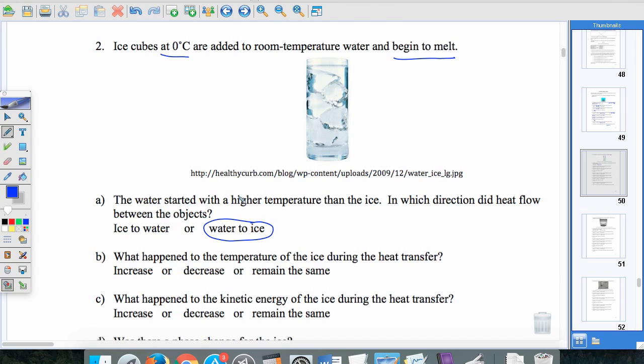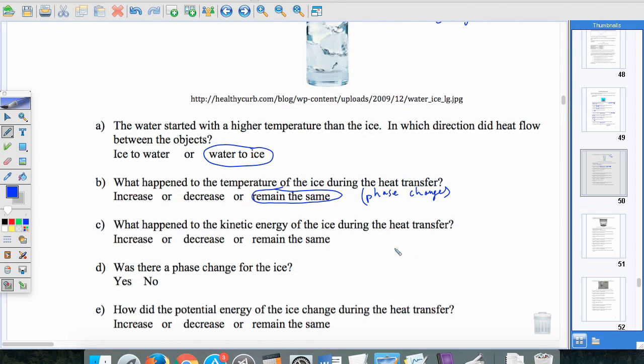What happened to the temperature of the ice during the heat transfer? So this is a little tricky. The temperature of the water is higher, so it's giving energy to the ice, but the ice is melting. It's undergoing a phase change, which means the ice is not actually changing temperature yet. It's remaining the same because it's doing the phase change. It's melting. During a phase change, temperature stays the same.